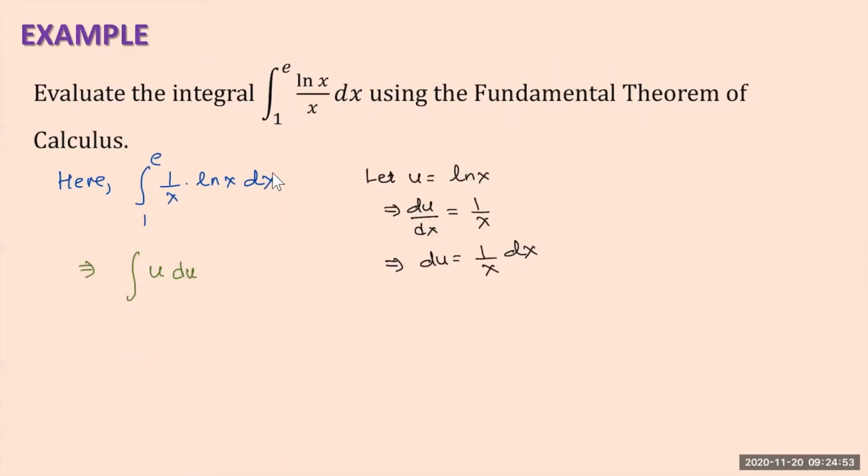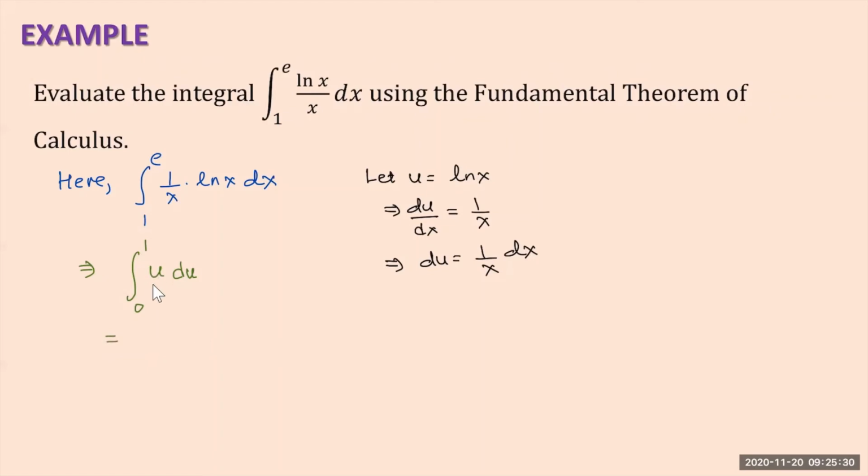Here, since we are integrating with respect to x, we have the limits for x. But in this one, we are integrating with respect to u, so we need the limits for u. What we have to do is plug in the upper and lower values into this equation here and get the limits for u. If I plug in 1, u equals natural log 1, which is 0. And if you plug in e, u will be equal to natural log of e, which is equal to 1.